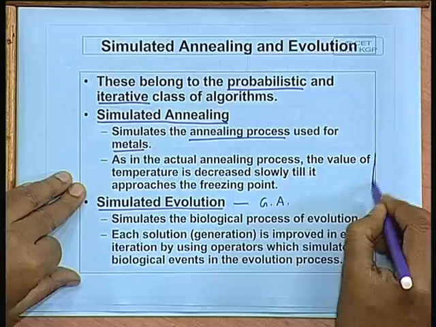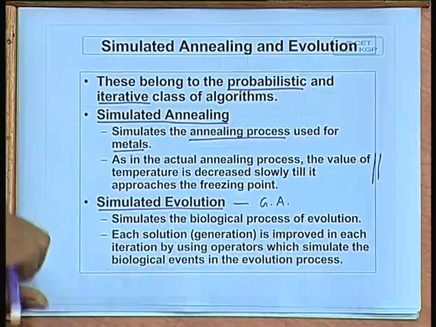So, the concept is similar. You raise it to a very high temperature, and at high temperature something random can happen, but as it slowly reaches the freezing point, the mobility of the atoms or the molecules gets less and less. So, at high temperature something random is happening, you can go to a worse solution, but as the temperature cools down slowly, the chance of going to a worse solution becomes less. You are basically cooling down to a local minimum kind of a thing. You are approaching a good solution. So, the idea is something similar.